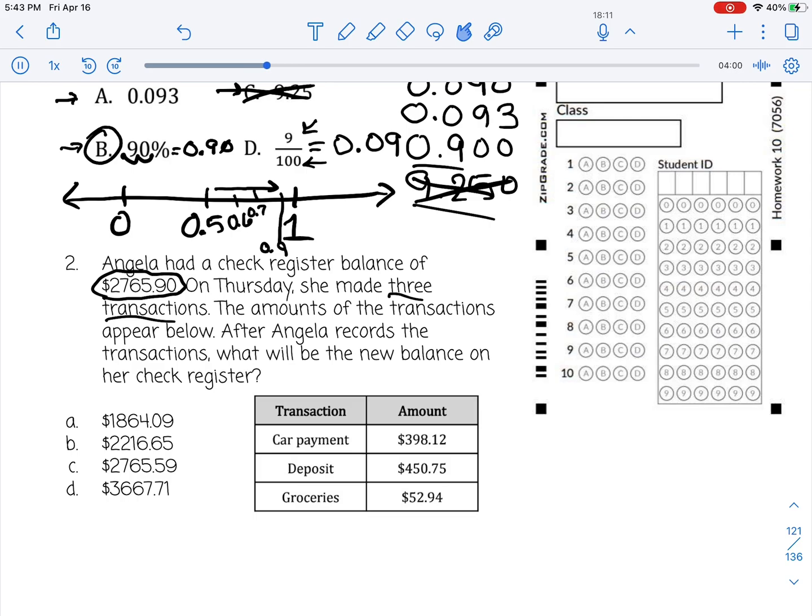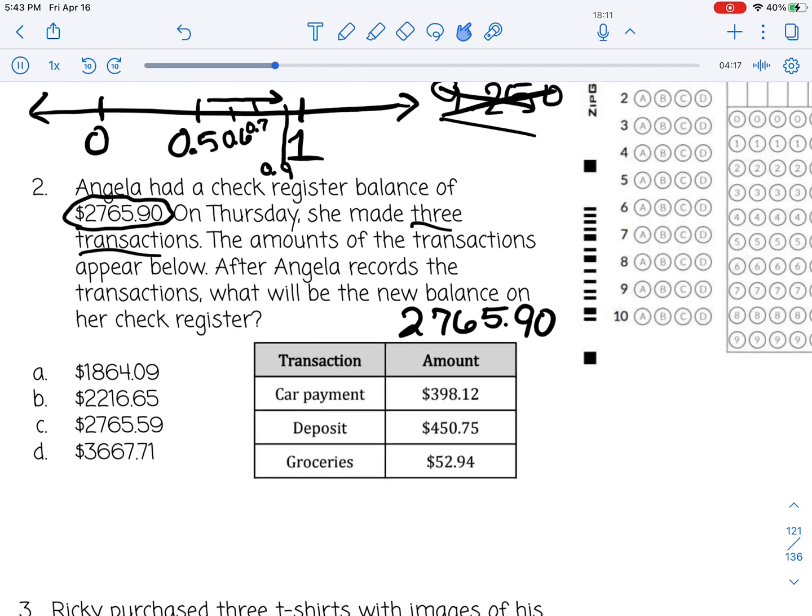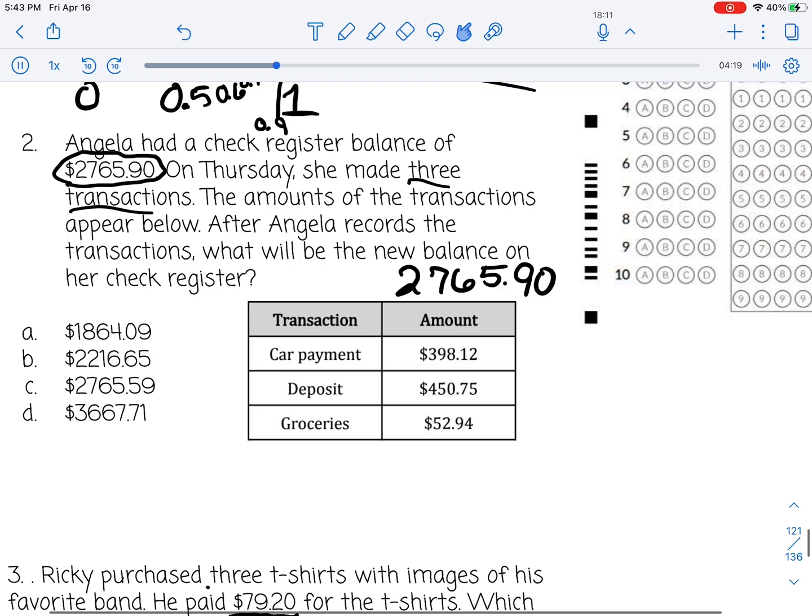Okay, so what I'm going to do is I'm going to go ahead and put her amount that she's starting out with above the amount in the table. And then what I want to do is I want to identify which transactions I'm going to be subtracting or adding into her check register. So I need to ask myself, is a car payment, would that be withdrawal? Would I subtract that? Yes. So I'm going to put a subtraction sign. Deposit, is that going to be adding to her balance or subtracting from her balance? That will be adding.